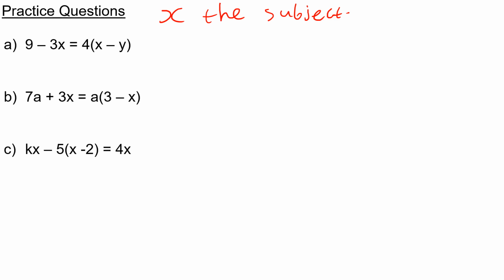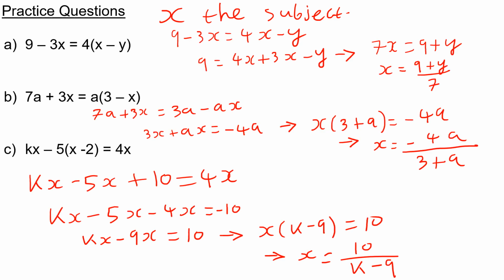Here are the answers. You may have some slightly different looking answers which are still correct. For example, in the second question, you might have an answer of x equals 4a over minus 3 minus a. That's fine. And in the last question, you might have an answer of minus 10 over 9 minus k. That's also fine.